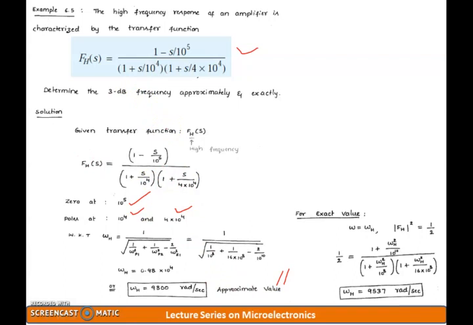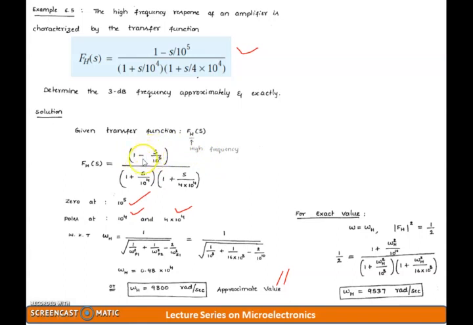Now for the exact value, I need to substitute omega equal to omega h, and |F(jω_h)| square is equal to 1 by 2. So 1 by 2 is equal to 1 plus omega h square by 10 raised to 5 whole square. Basically I will be squaring this entire term. When I replace s equal to j omega and square, j square will be plus 1, so that makes this negative term go as a positive.